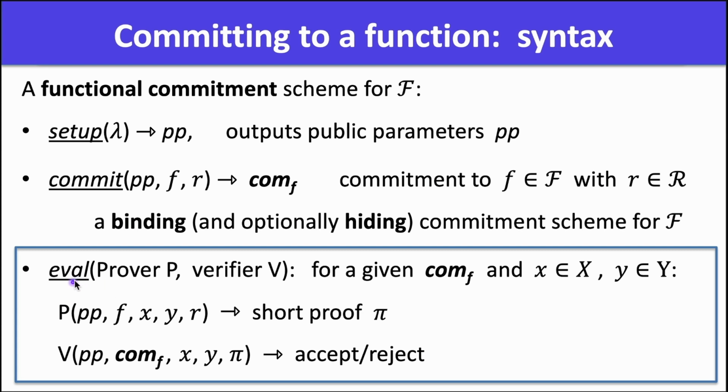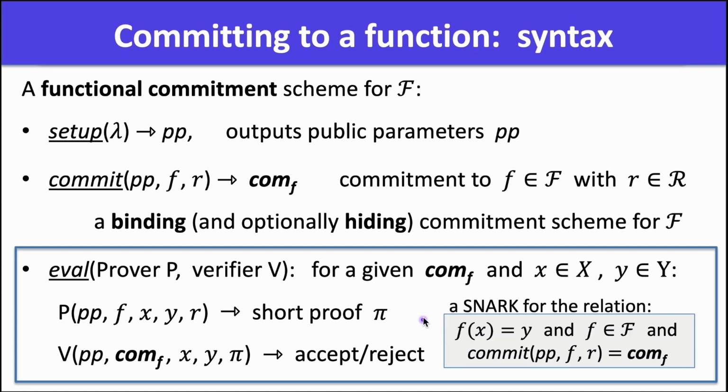So the evaluation protocol is between, again, the prover and the verifier, where here the verifier has a commitment to a function f, and it has some values x and y in the domain and the range of the function. What the prover will do is it will take as input f, x, y, and the randomness for the commitment, and produce a short proof pi. The verifier will take the commitment to the function, x, y, and the proof, and will either accept or reject the proof. So what are we proving here?